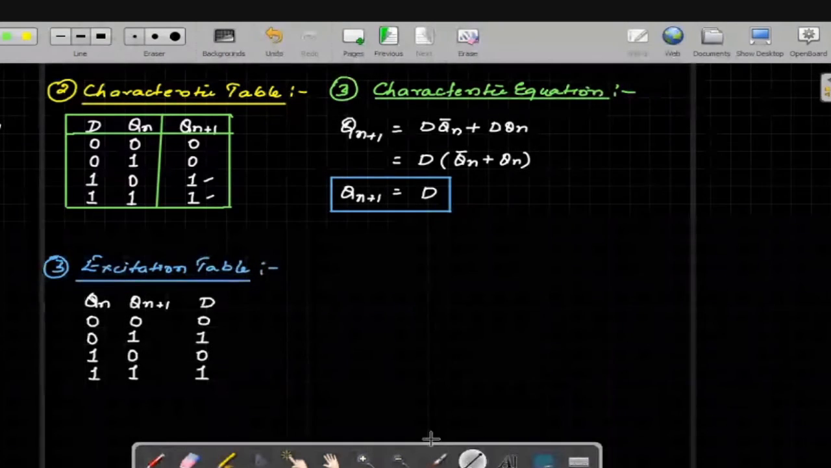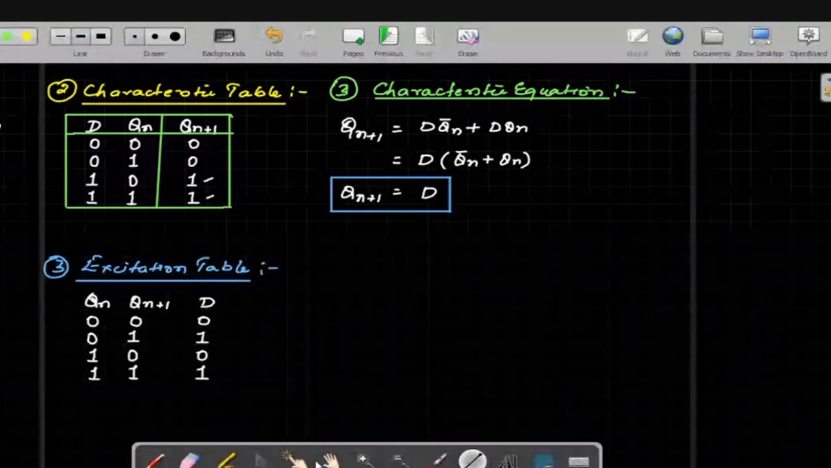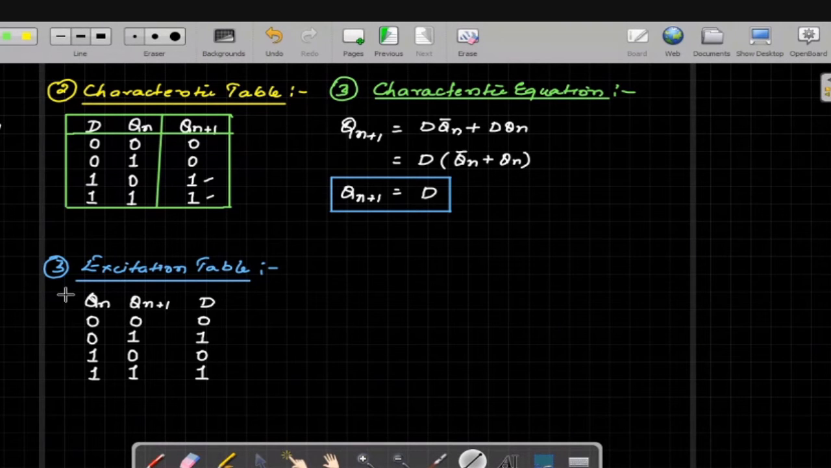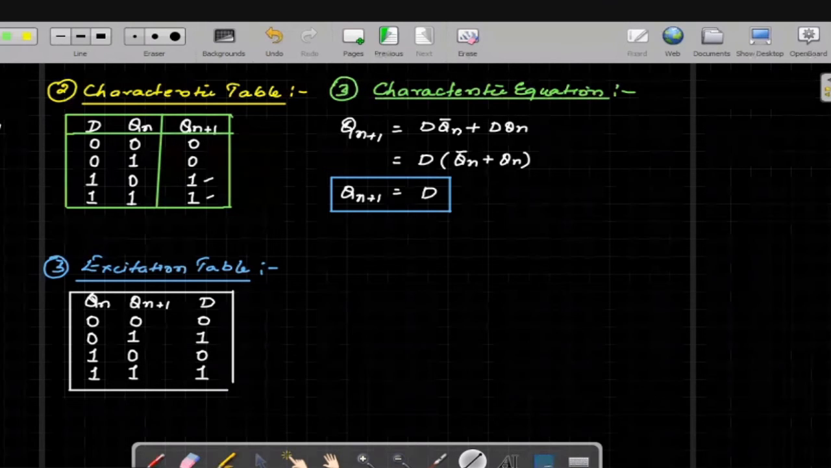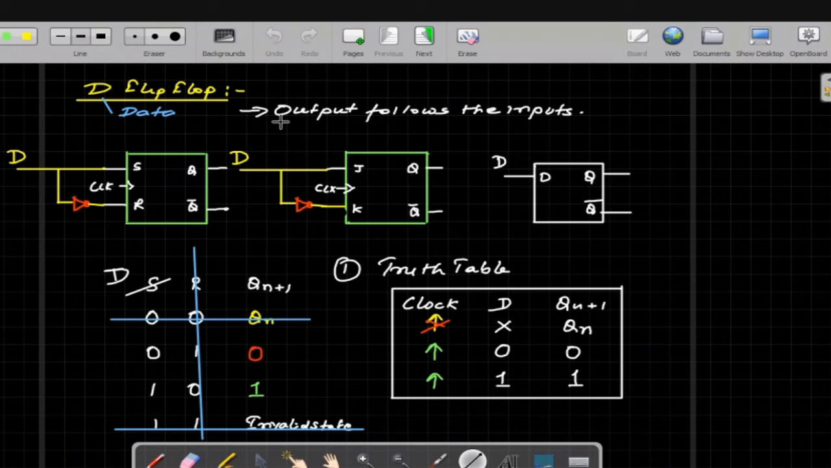Okay, so this is the excitation table of your D flip flop. This excitation table will make your life comfortable when you try to learn how to convert one type of flip flop into another. So everybody understands this topic? Yes, sir.